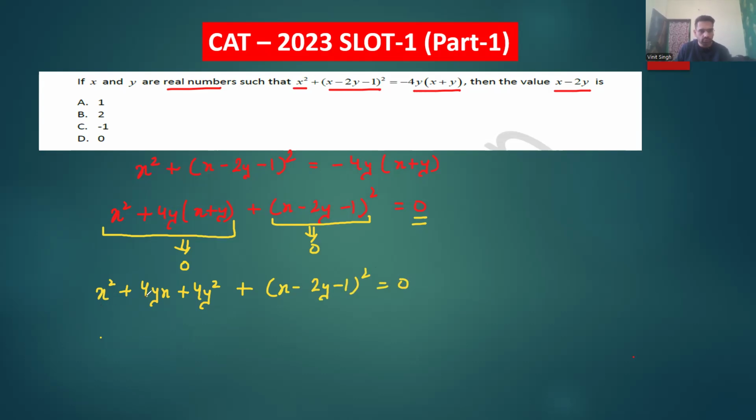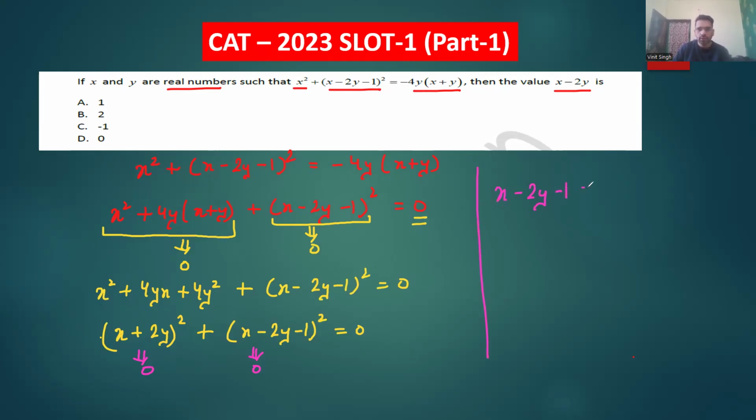Now x square plus 4yx plus 4y square we can write in the form of (x plus 2y) whole square plus (x minus 2y minus 1) whole square is equal to 0. So we can write these two terms as equal to 0. Now here x minus 2y minus 1 is equal to 0, its whole square. So x minus 2y is equal to 1. We have to find the value of x minus 2y, so x minus 2y is equal to 1. So option A will be the right answer.